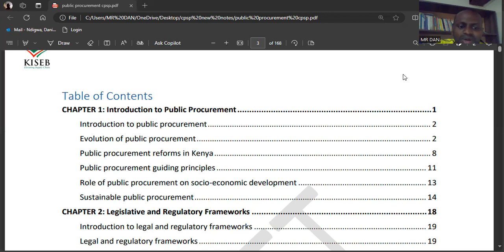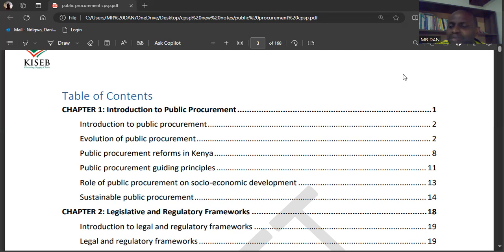The other thing is the role of public procurement on social economic development. Remember, as much as you want to buy, you also need to look at how you are going to impact society. At the same time, you're also going to look at the economic aspect. So you don't buy just because you want to buy, but you also buy because at the end of the day, you must be able to get value out of what you're buying.